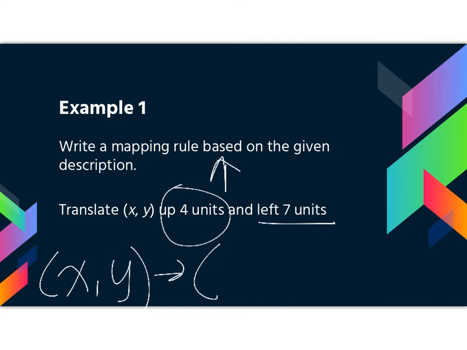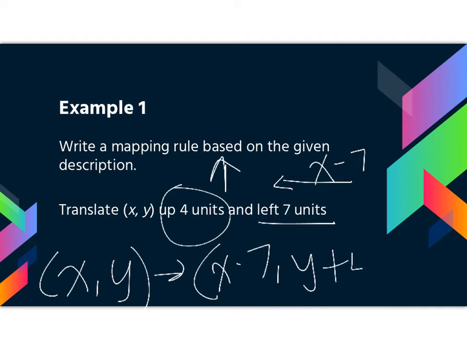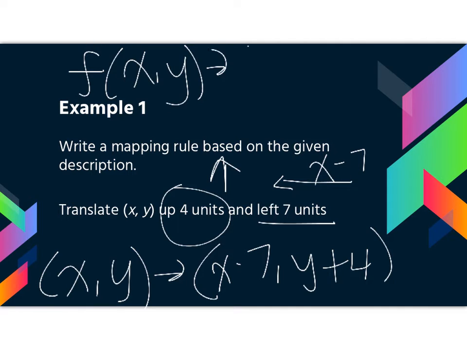And if we're moving left, that is dealing with our x values. And if we're going left, we're going to do x minus 7. So our mapping rule is going to be xy goes to x minus 7, y plus 4. If we wanted to write the function rule, you would just have f of xy goes to x minus 7, y plus 4.